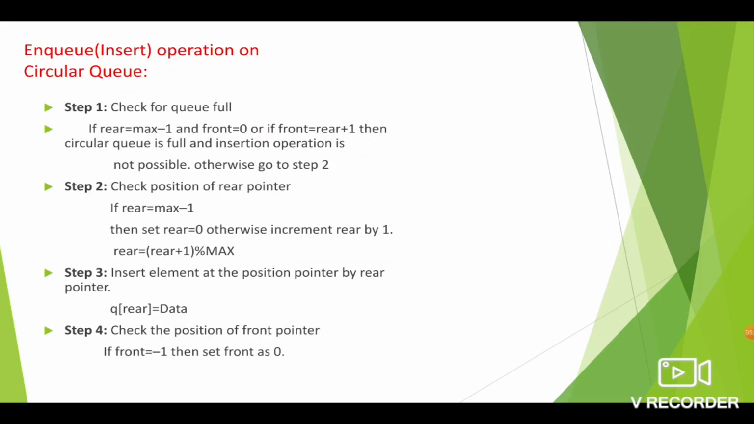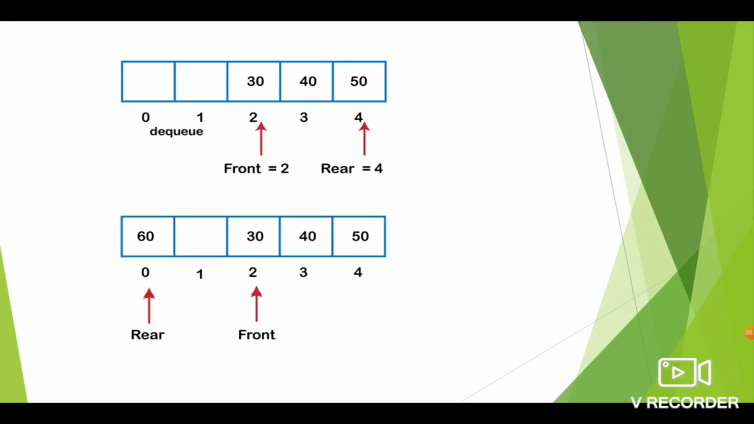Okay, so before insertion you have to check whether the queue is full or not. When the queue is full in a circular queue, front equals rear plus 1. So it is not true, so you can perform the insertion operation.